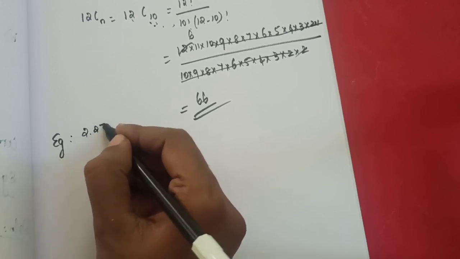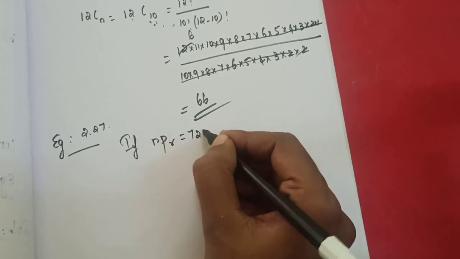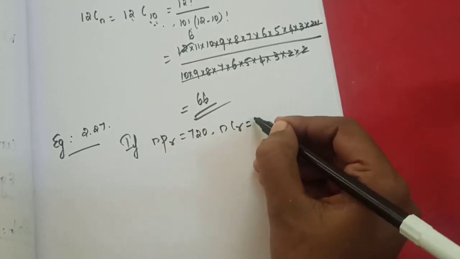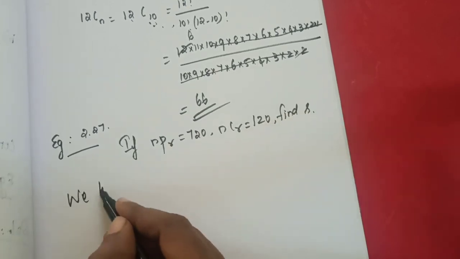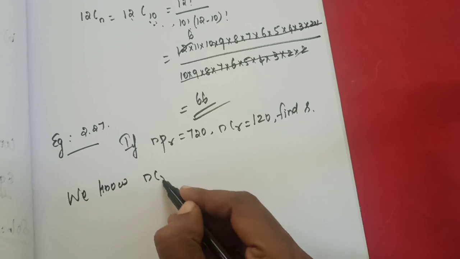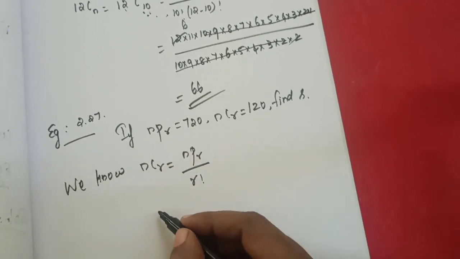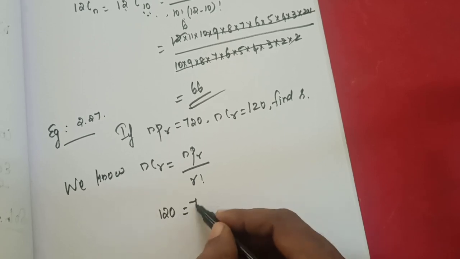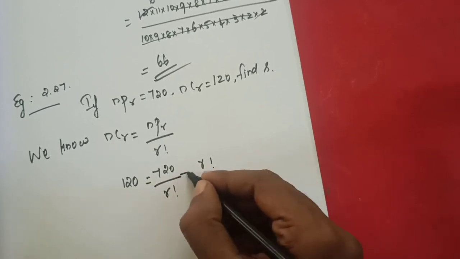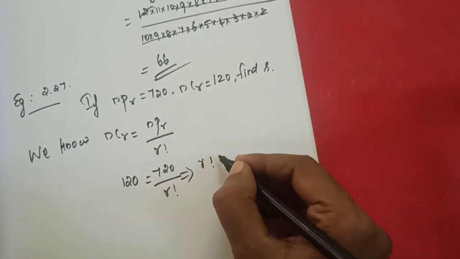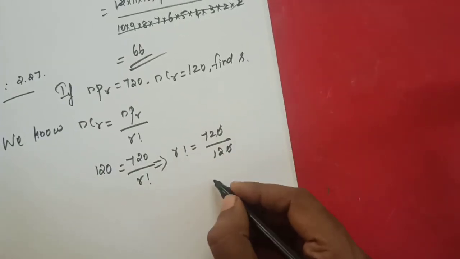Example 2.27. If NPR equal to 720, NCR is equal to 120, find R. Okay, we know that NCR is equal to NPR divided by R factorial. You have learned the formula. So NCR, the value is 120, and 720, the value is given, divided by R factorial. Cross multiply, R factorial you can bring to this side. 720 divided by 120, cancel. So 72 divided by 12.